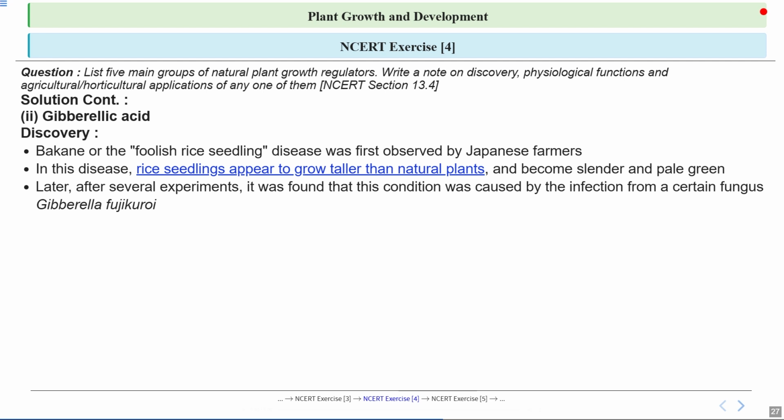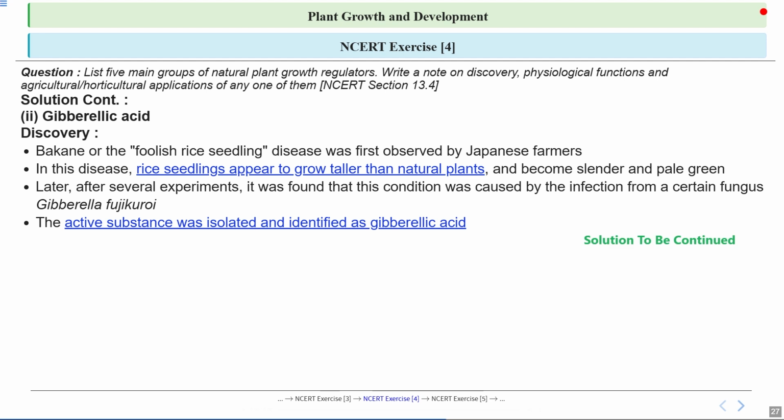After many experiments, scientists found that this condition was caused by a fungus, which we call Gibberella fujikuroi. This fungus was infecting the rice plants and making them grow abnormally. Eventually, researchers isolated the active substance from the fungus and identified it as gibberellic acid. This discovery helps us understand how plant hormones can dramatically affect growth.